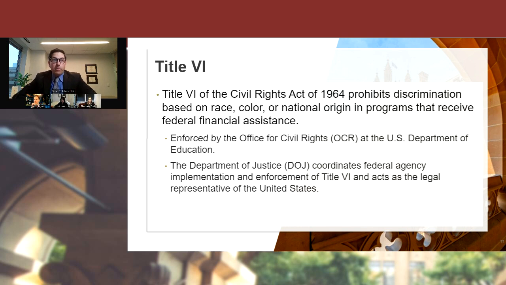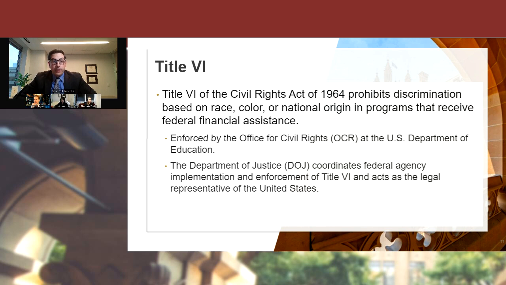So important to note, when we're talking about Title VI, we're talking about Title VI of the Civil Rights Act of 1964. Many may be familiar with Title VII as well, which deals a lot with employment. Title VI is enforced by the U.S. Department of Education through their Office for Civil Rights, OCR. Again, it's one of the other areas that they do, aside from Title IX and other non-discrimination laws that they enforce.